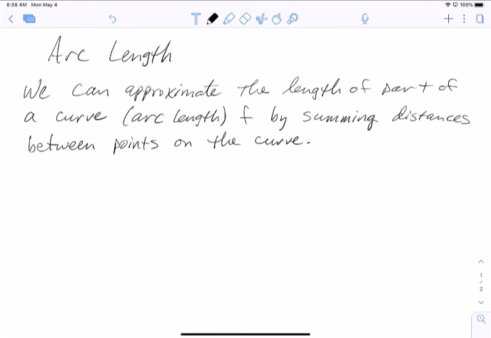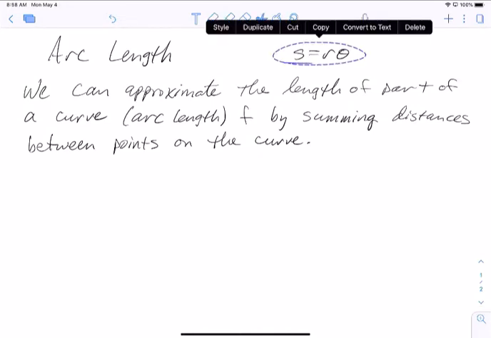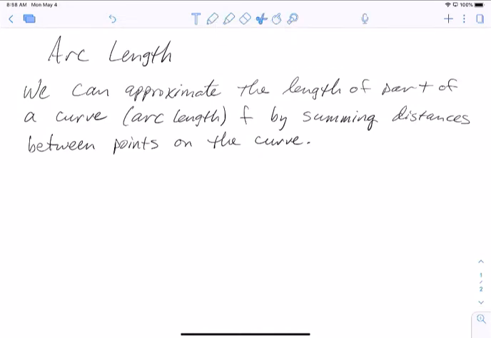We're going to develop the formula for arc length, not arc length as in s equals r theta that we may have first seen in trigonometry. This is a different formula. And we can approximate the length of part of a curve, that's what's meant by arc length here, f, by summing distances between points on the curve.